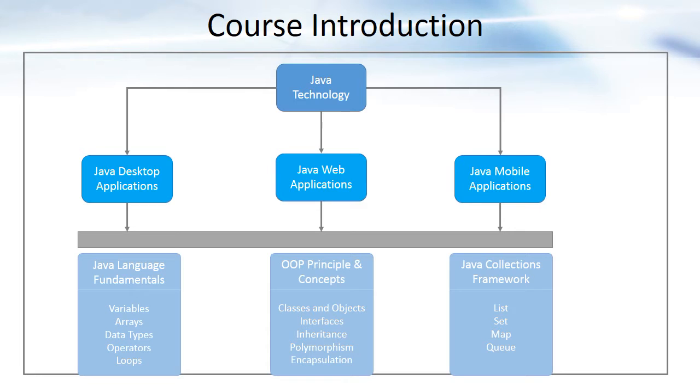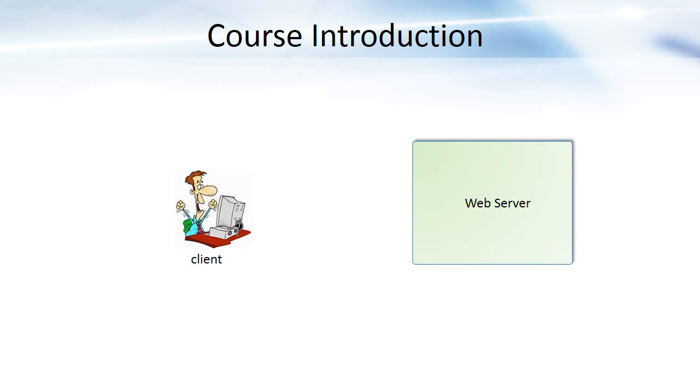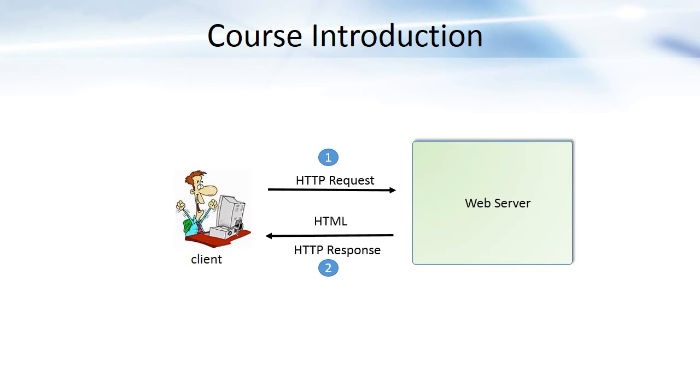So, what are Java web applications, or web applications in general? To explain this concept, consider you have a client who is operating on a machine and you have a web server. The web server hosts a web application, a website. And the client typically makes an HTTP request to the web server to access the web application. The web server processes the client request and returns an HTTP response. Now, the HTTP response, most of the time, is in the form of HTML, which will be displayed on the client browser.